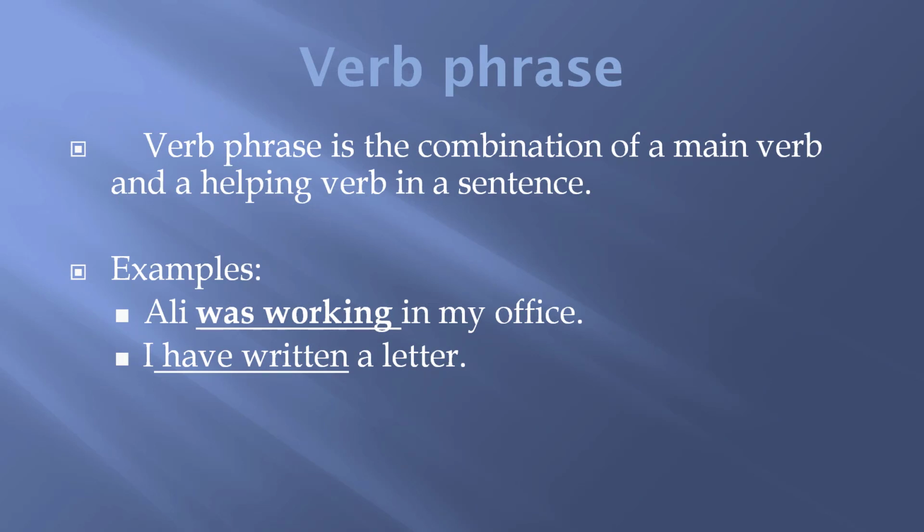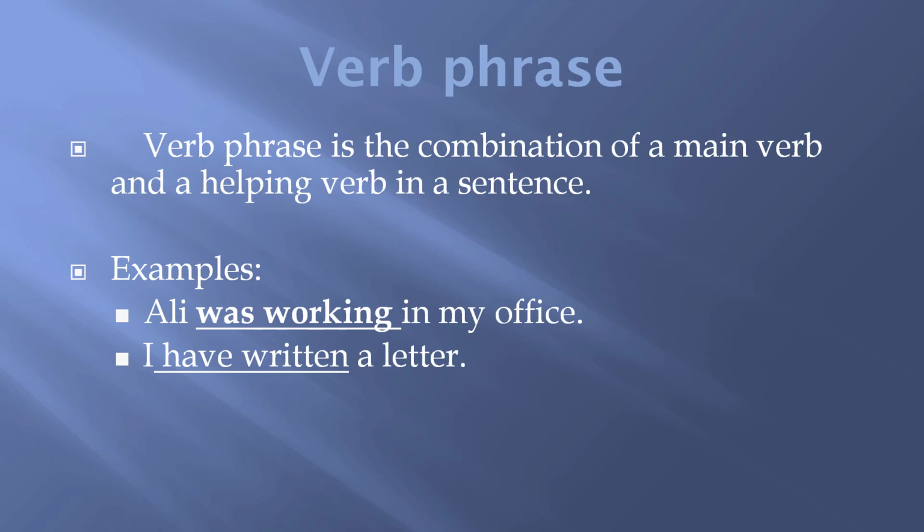Verb phrase is the combination of a main verb and a helping verb. We know that verb is an action word. It shows an activity. For example, I am teaching you and you are listening to me. Here, both teaching and listening are verbs because they show action. But as far as verb phrase is concerned, it must have a helping verb and a main verb. Both of them should be there.